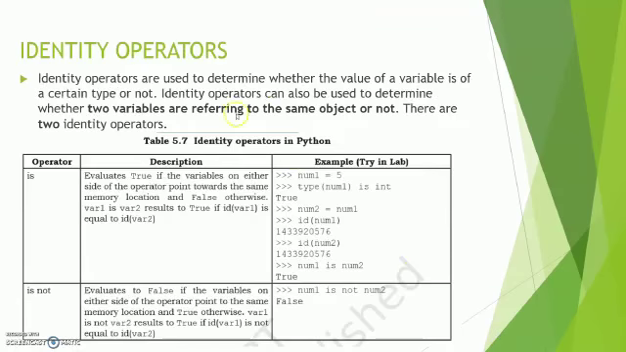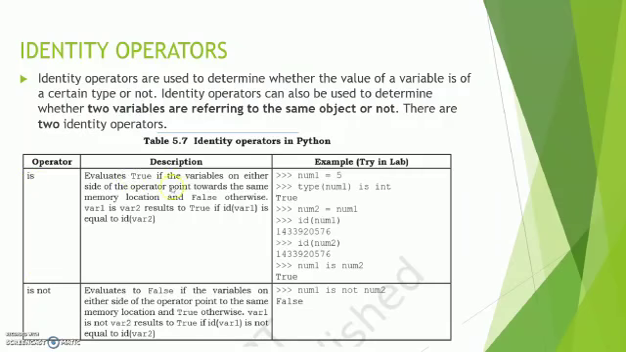Now the next type of operator is the identity operator. Identity operators are used to determine whether the value of a variable is of a certain type or not. Identity operators can also be used to determine whether two variables are referring to the same object or not. There are two identity operators: is and is not. That means that either they are of a certain type or they are not of the certain type. Let us understand it.